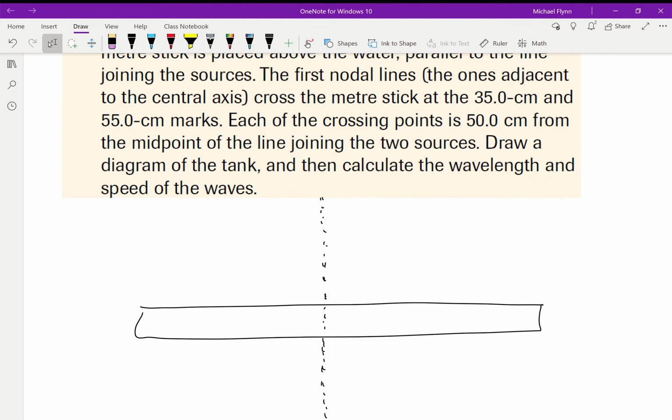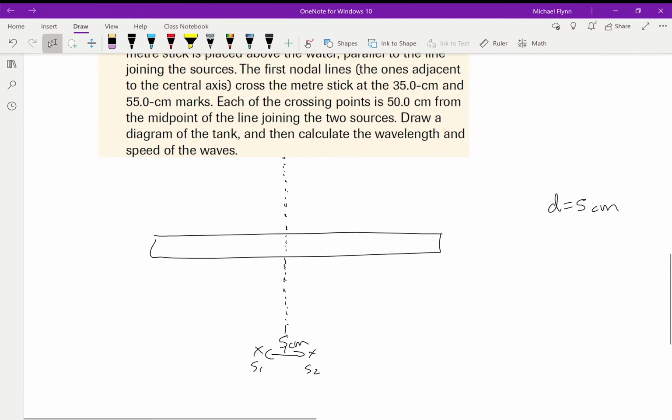So it says here the first nodal lines. I'm going to draw the nodal lines in red. So the nodal lines sort of go off like this and go off like that. So that's n equals 1 on both sides, the first nodes. Okay. Now what it says is that they cross the meter stick at 35 and 55 centimeters.